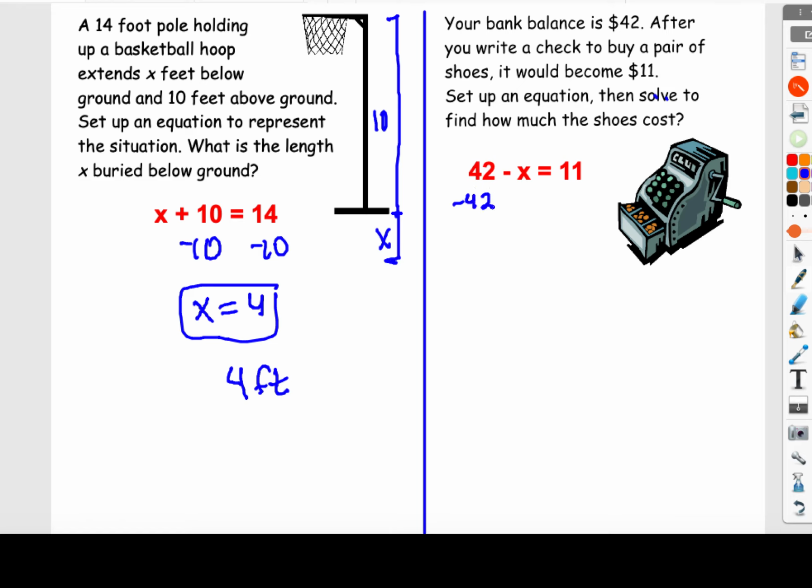Well, in that case, I could subtract 42 on both sides. Now notice the 42 and the negative 42 cancel, but that leaves us with, don't lose that minus sign, a negative x. So you might have wondered, well, 11 minus 42 would be negative 31. Well, the price of the shoes can't be negative $31. But remember, in the end, I still need to get rid of this negative. So if that's a negative 1, I'm going to divide away negative 1 on both sides. And x will equal 31. Therefore, $31 is the price of the shoes.